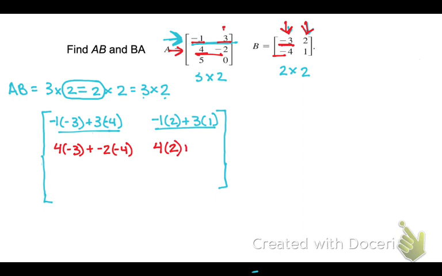2 plus negative 2 times 1. Now I've done every column times that row. Now I need to go to the last row. So 5 times what, guys? Negative 3. Plus 0 times negative 4, and then 5 times 2, plus 0 times 1.